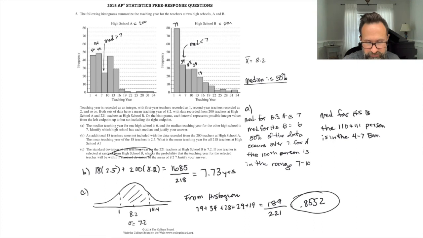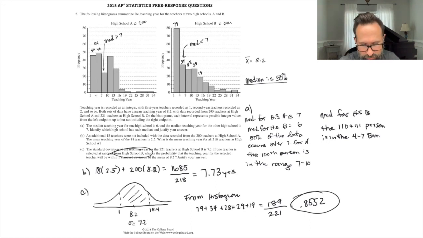In part C, it's talking about high school B. If the average is 8.2 and the standard deviation is 7.2, and one teacher is selected from high school B, what's the probability that they would be within one standard deviation of the mean?